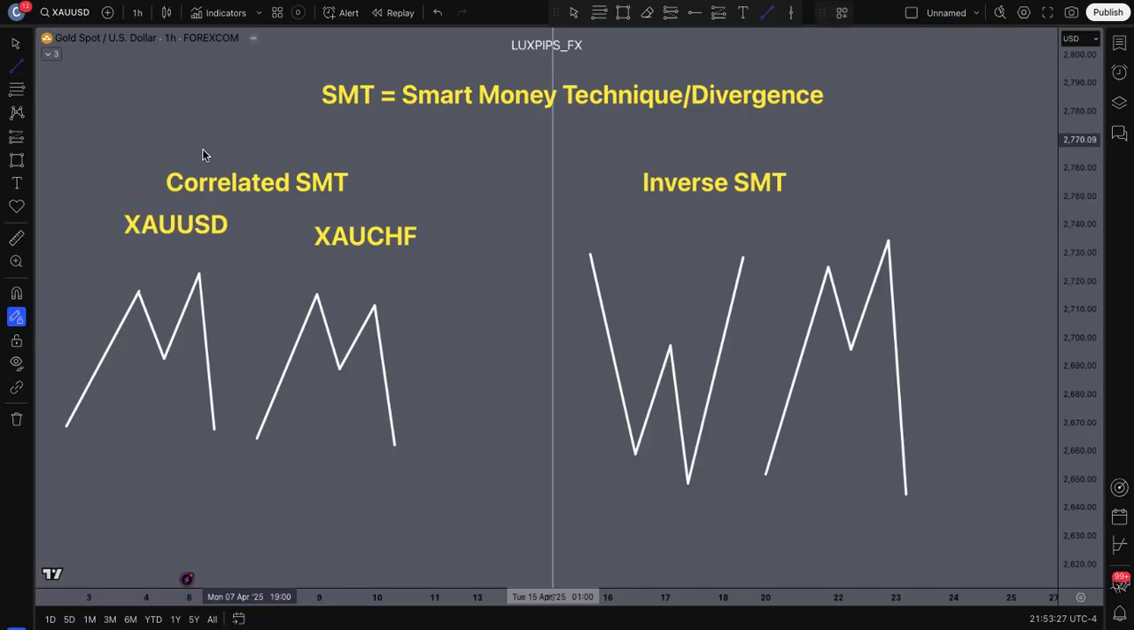So, when two pairs are correlated, they're mostly going to be doing the same thing. But when you see them not do the same thing, as gold made a higher high, but XAU CHF made a lower high, this is a divergence. You want to be looking for this at your POIs.